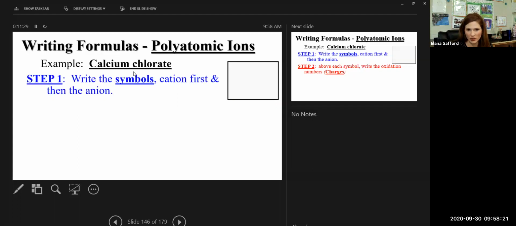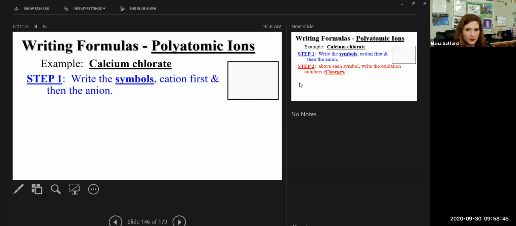So calcium is a metal. Okay, and then I'm going to write the anion. Chlorate, chlorate. So if you see an ATE ending, that's another good hint. It's not an IDE ending like most of our naming. If it ends in an ATE or an ITE, you also want to be thinking, oh, okay, I'm dealing with a polyatomic ion. Okay? So symbols first.